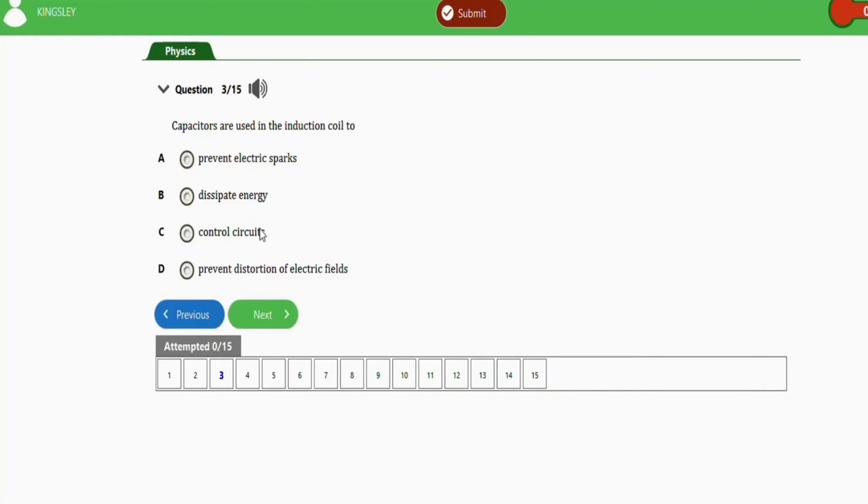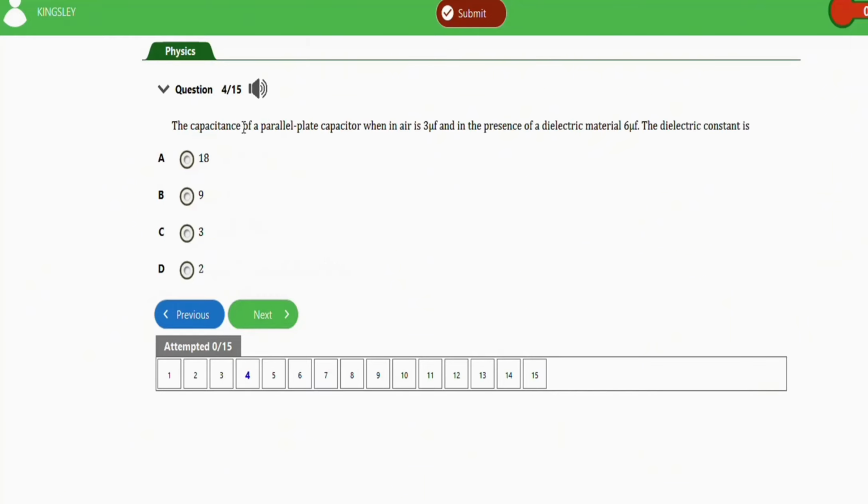Okay, next repeated question will be this one. It says, the capacitance of a parallel plate capacitor when in air is 3 microfarad and in the presence of a dielectric material 6 microfarad. The dielectric constant is. So the same formula: the microfarad of the dielectric material is 6, the microfarad in air is 3. So when you divide, you're going to have 2. So the right option to this question is option D.